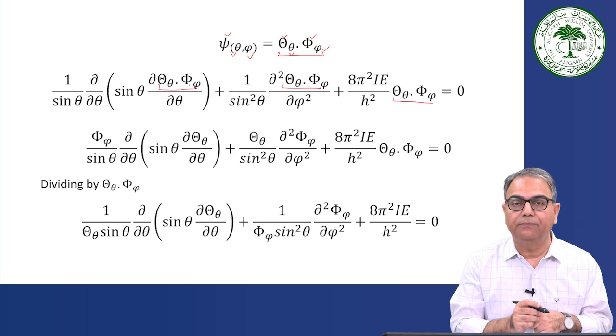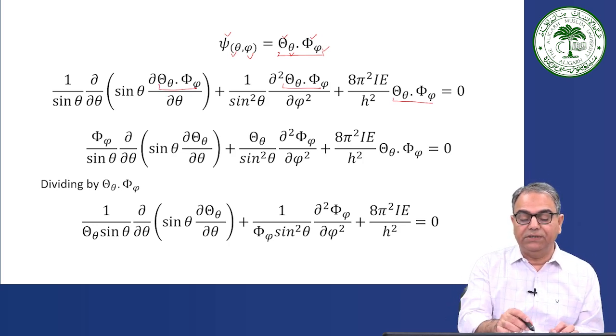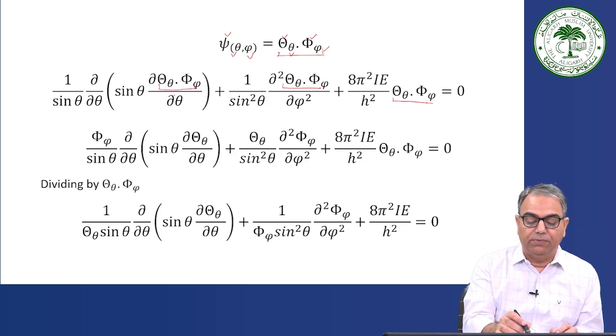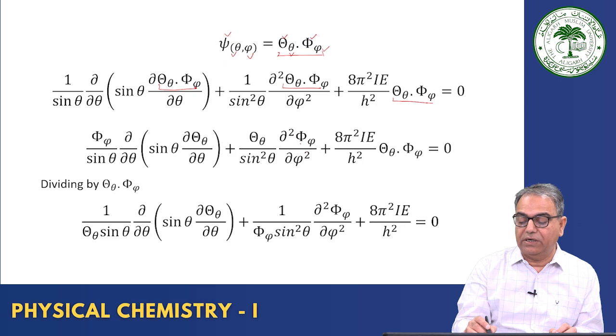That's all. Okay. Then we say that since we are differentiating with respect to theta, the phi part will be a constant. So bring this Phi part outside, and it will be Phi divided by sin theta, del by del theta of sin theta del Theta by del theta. And then here we are differentiating with respect to phi, so the Theta part will be constant. So bring the Theta part outside, then it will be sin square theta and then del square Phi by del phi square, and the rest will remain the same.